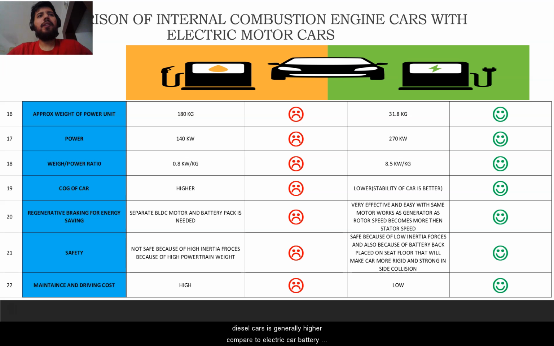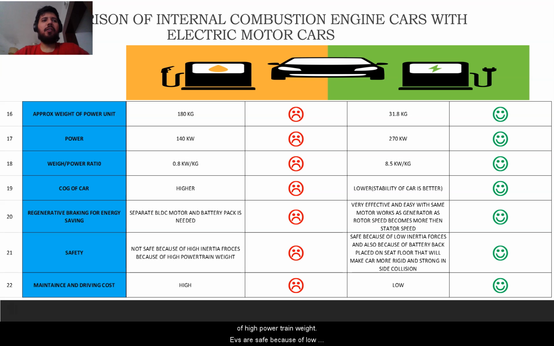COG of the car for petrol and diesel cars is generally higher compared to electric cars. For electric cars, the battery pack is distributed below the driver or co-driver and rear passenger seats. This is good for stability of the car and for comfort as well, as we are closer to the ground. Regenerative braking for energy savings: for IC cars, a separate BLDC motor and battery pack is needed. For EVs, it is very effective and easy, with the same motor working as a generator when rotor speed becomes more than stator speed. Safety. IC cars are not safe because of high inertia forces due to high powertrain weight.